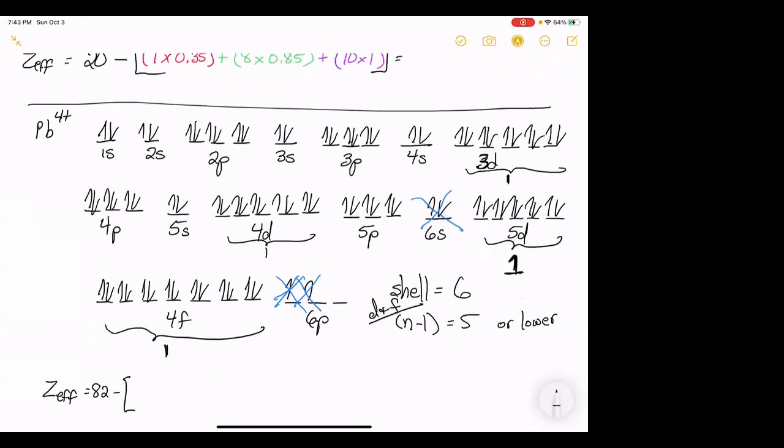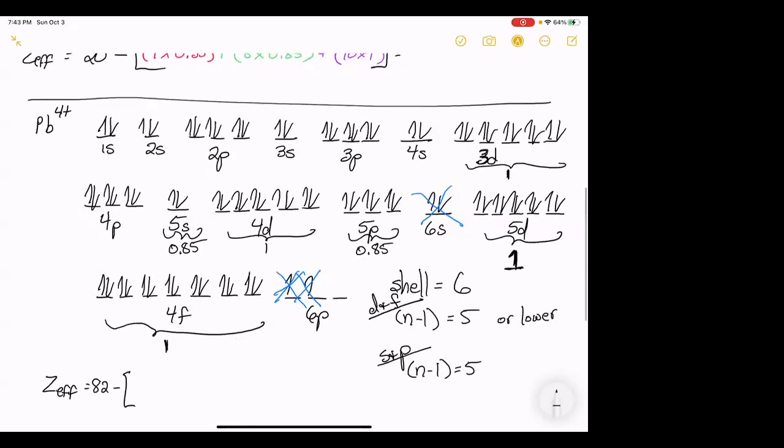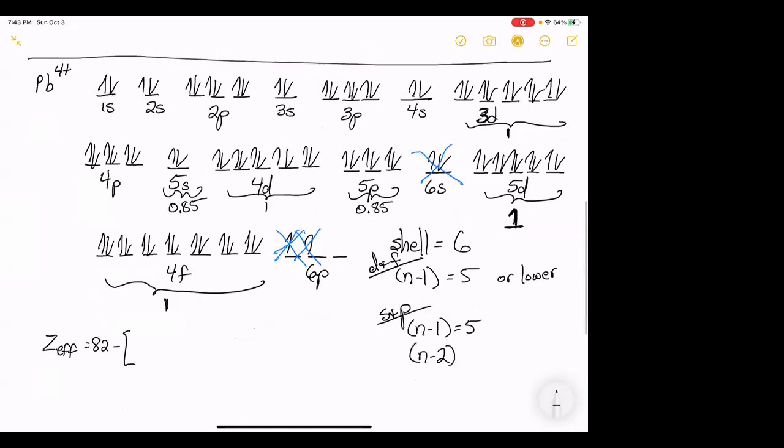Now for our s and p, N-1 is equal to 5 again. So anything in s and p that's 5 is a 0.85. And anything that is in N-2 or lower, which would be 4 or lower, is going to be a 1. So this would be a 1, and all of this will be a 1.